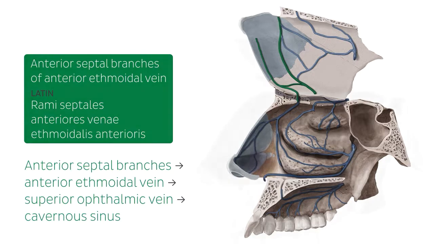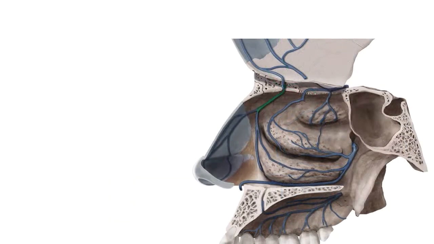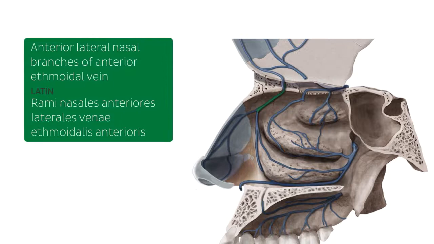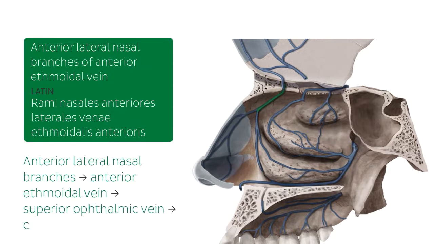The other main tributary of the anterior ethmoidal vein is referred to as the anterior lateral nasal branches of the anterior ethmoidal vein. These branches drain the anterolateral aspect of the nasal cavity. So similar to the anterior septal branches, the anterior lateral nasal branches drain into the anterior ethmoidal vein, which drains into the superior ophthalmic vein, which then drains into the cavernous sinus.